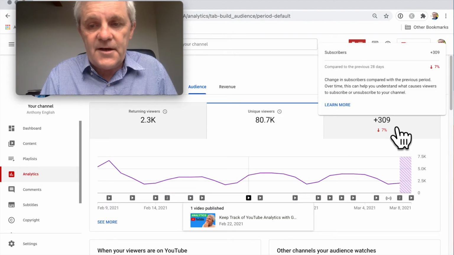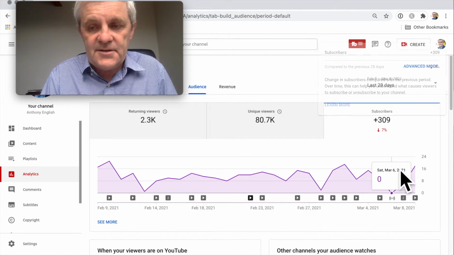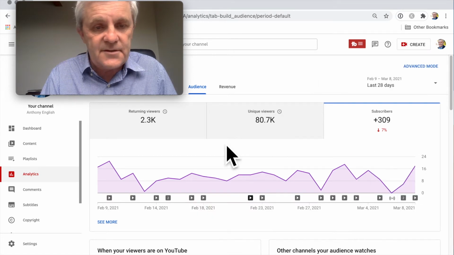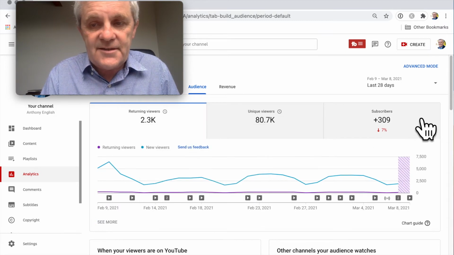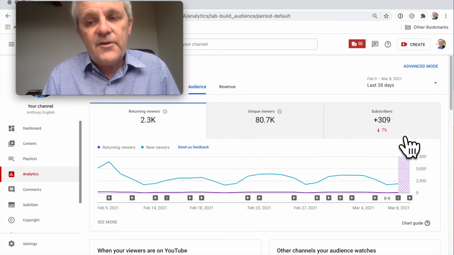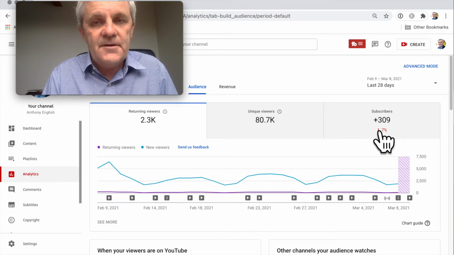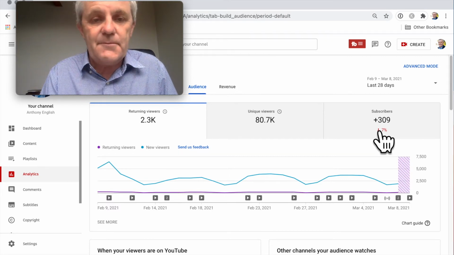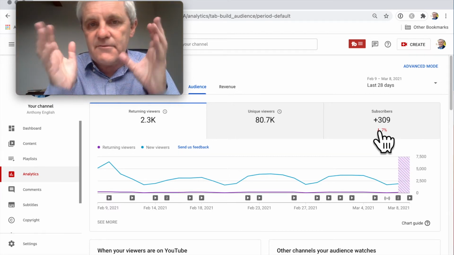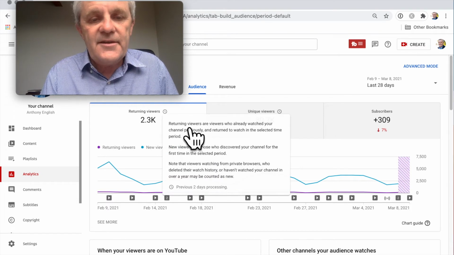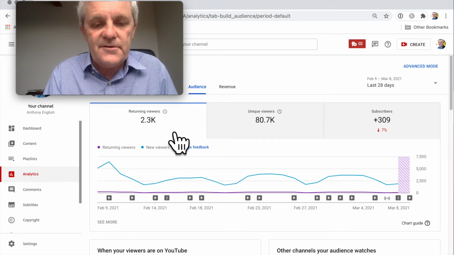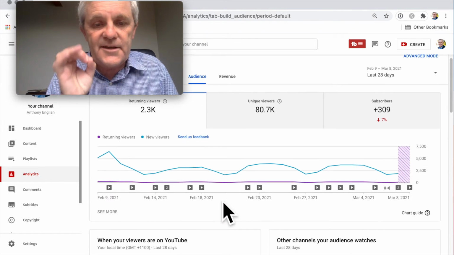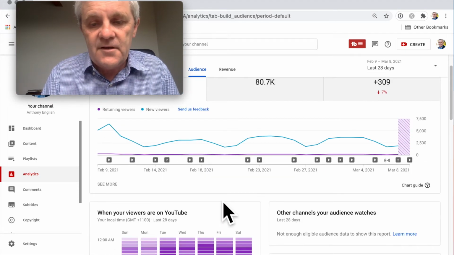How many of them are subscribers? So I get to see how my subscribers are growing. That's fine. But look at this. In this period of 28 days, 300 people have subscribed, but 2,300 people have returned. Whether or not they're subscribers, this is how many of them, 2,000 more people have returned to my channel. So this is a really, really key metric for you.